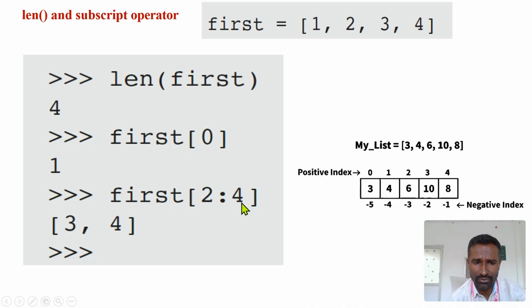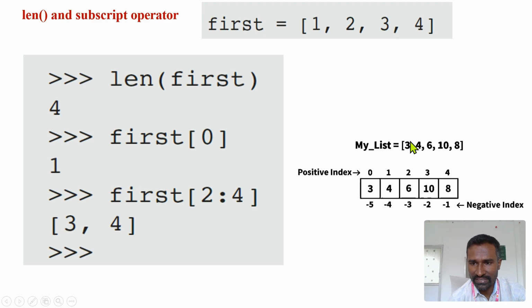Now slicing, the value 2 to 4. Index position 2 to 4. So these are the index values 0 1 2 3. So 4, the fourth position, should not be printed. It is n minus 1 only, up to which it will be printed. So the second index value and the third index value only are printed. The second index value here is 3, and the third index value is 4. So 3 comma 4 only is printed.